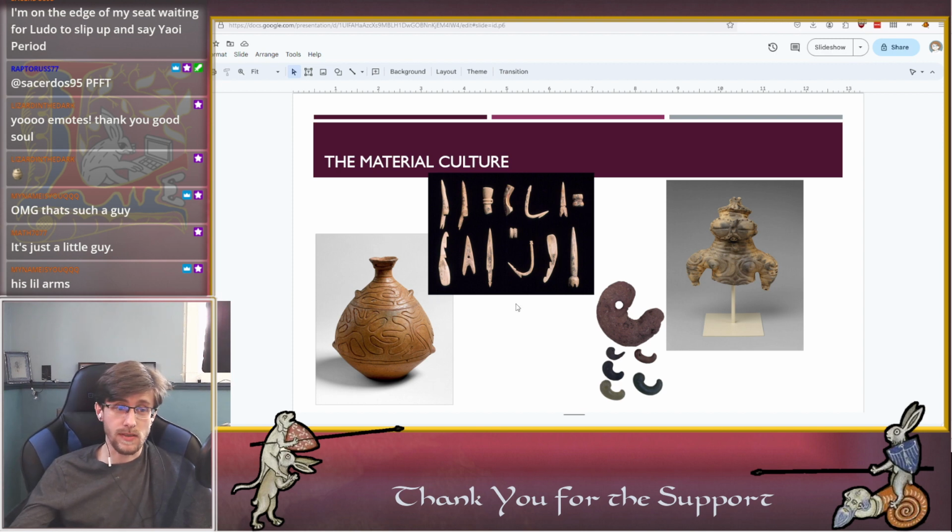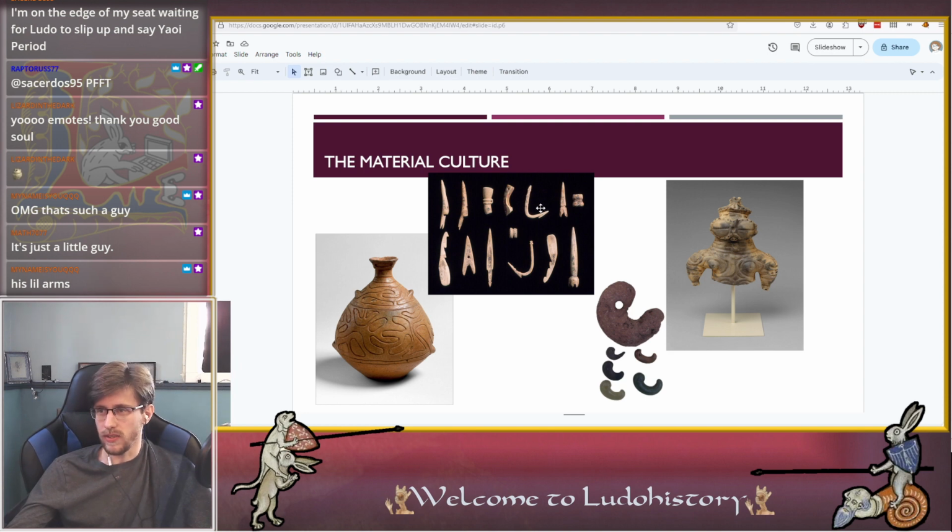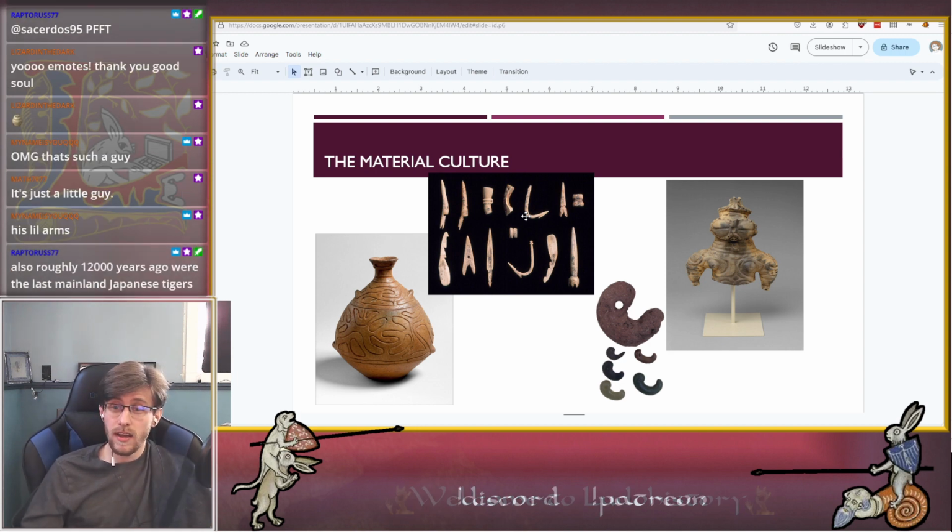A lot of it is also shellfish, but these are obviously intended for not shellfish. These are intended for fishbone middens, of which there are piles tens of meters thick. They are incredibly thick.